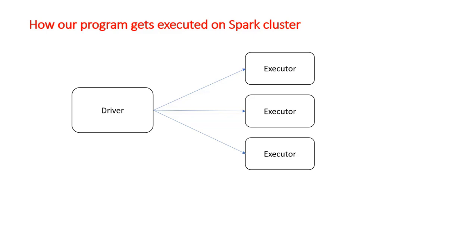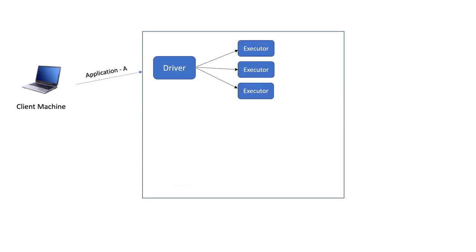And what exactly does the executor do? The executor basically executes the code and the tasks and sends the status back to the driver. Now let's try to see how this driver and executor work together. We submit an application to the driver on a cluster through the client machine, and this driver and a set of a couple of executors simultaneously get created.